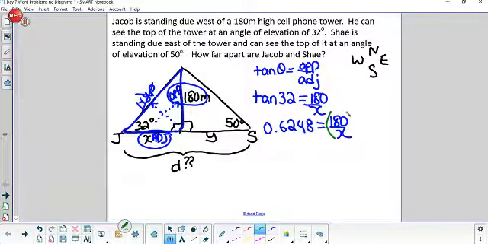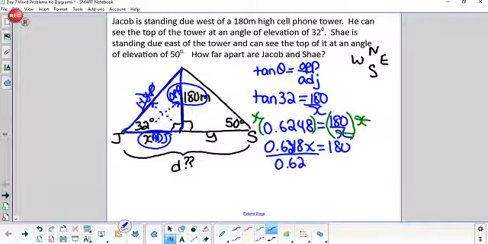We need to move the x out of the denominator, so we multiply both sides by x, and you end up with 0.6248x equals 180. Divide by 0.6248. So they will cross out here, and you will get x equals 288.1.